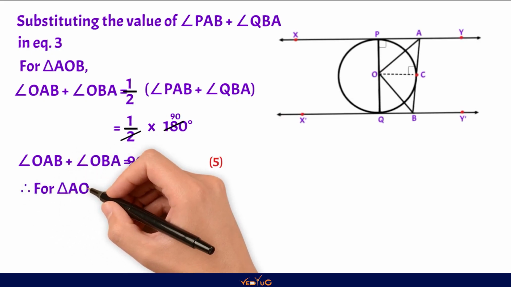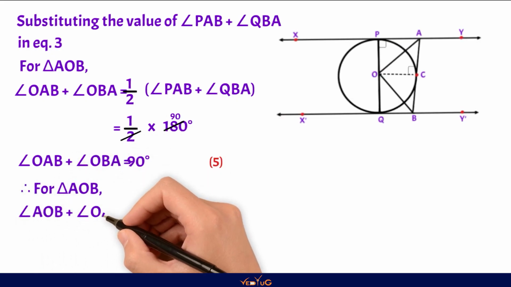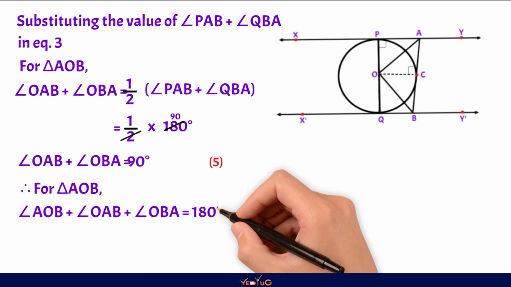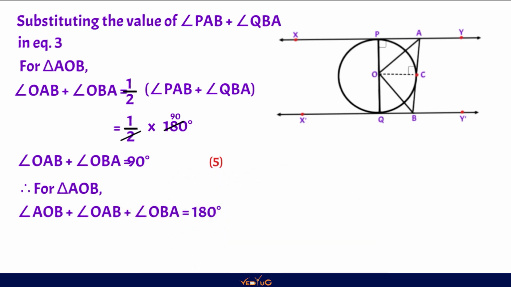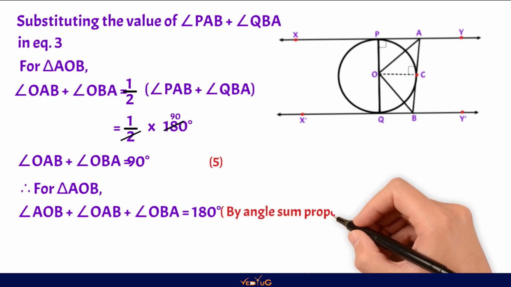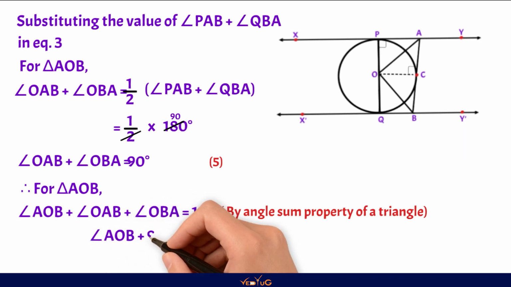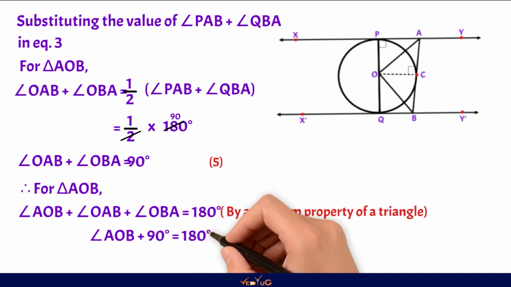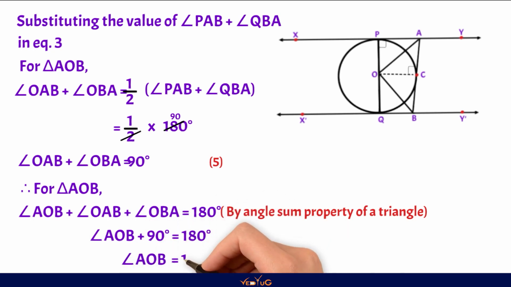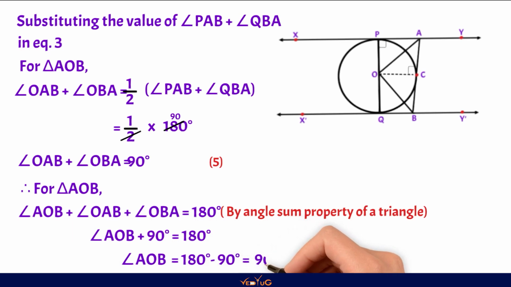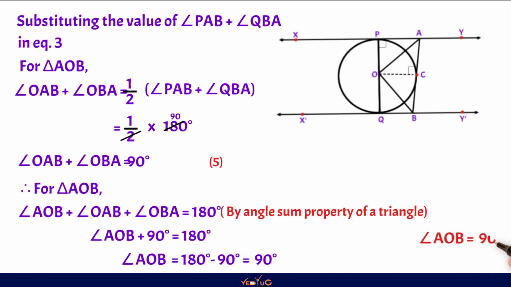Therefore, for triangle AOB, angle AOB plus angle OAB plus angle OBA is equal to 180 degrees by angle sum property of a triangle. And we know angle OAB plus angle OBA is equal to 90 degrees by equation number 5, which gives us angle AOB is equal to 90 degrees. And this was the thing that we had to prove, that angle AOB is equal to 90 degrees, hence proved.